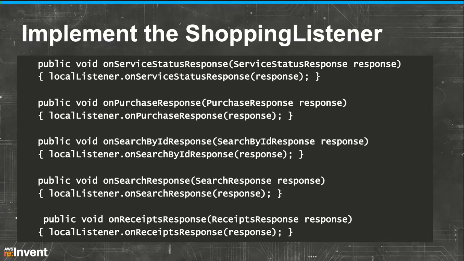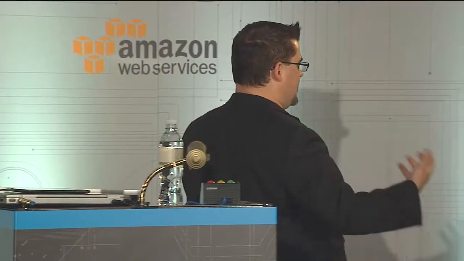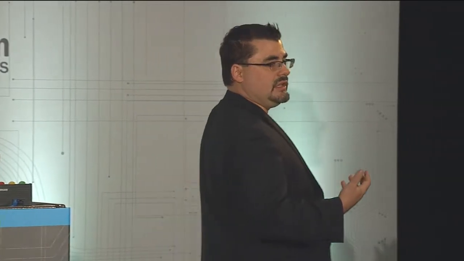So we're going to get service statuses. We're going to get a purchase response. We also have the ability to search by ID and get responses from that, get search responses, and then get receipts. So you will always get a receipt back if a customer has actually purchased something. And it's entirely up to you how you want to store that receipt.